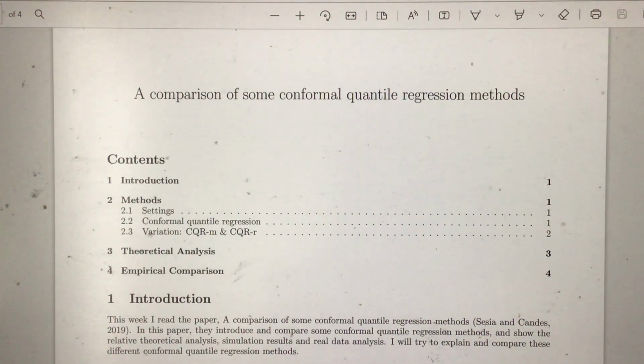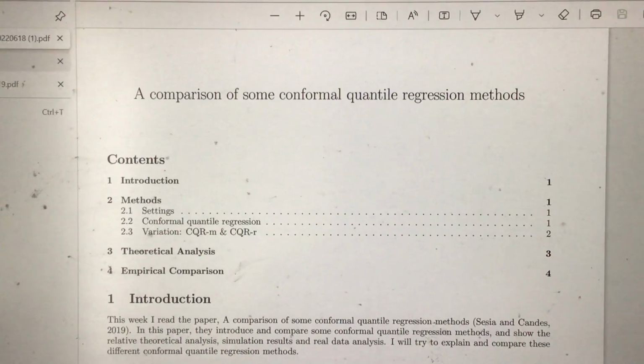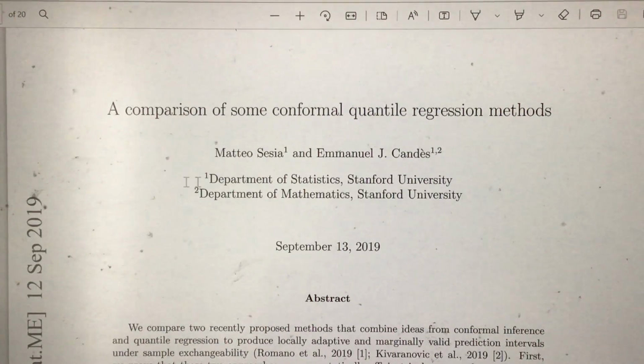Hello, I'm Israel. Today I will talk about a paper. It's called Comparison of some conformal quantile regression methods. This paper comes from Romano, Cesar, and Candes.